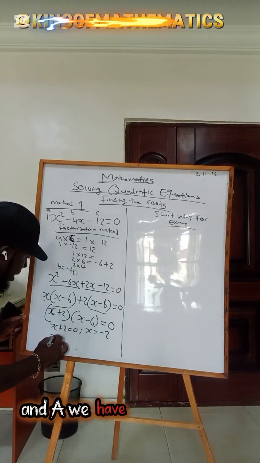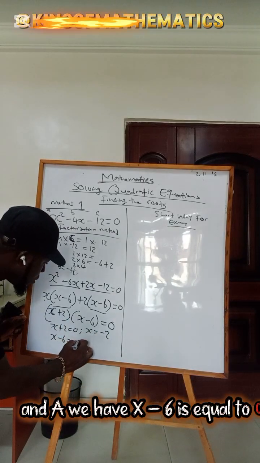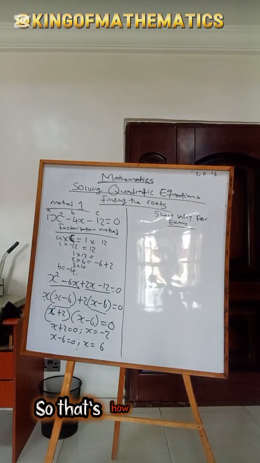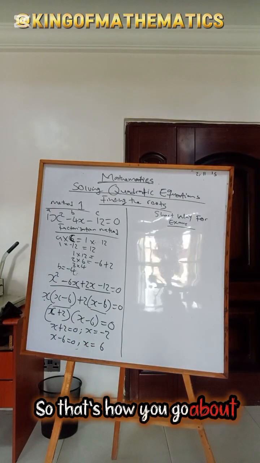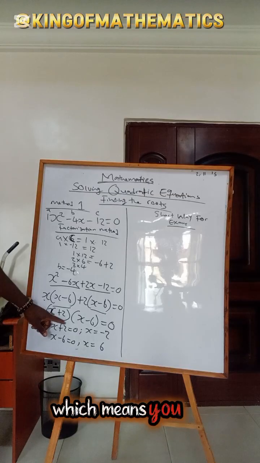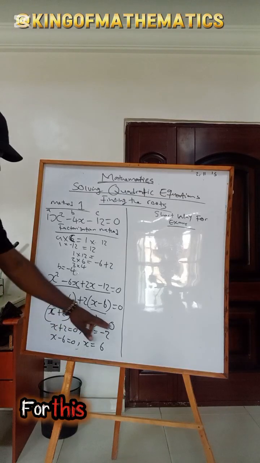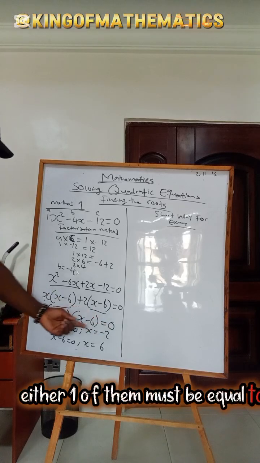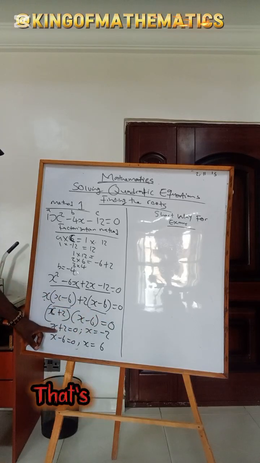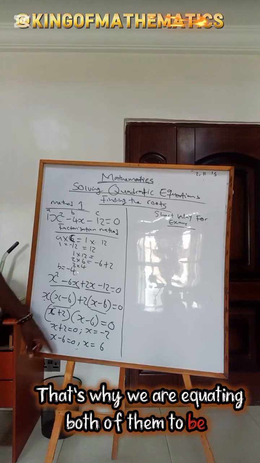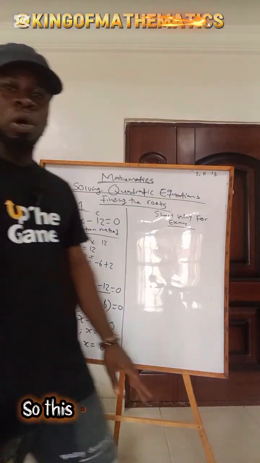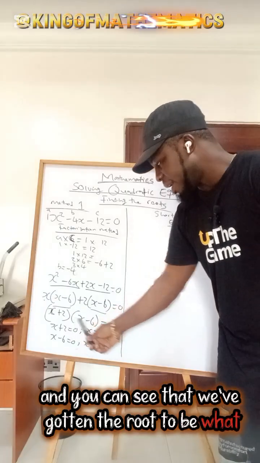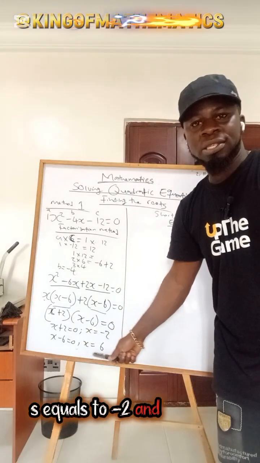And here we have x minus 6 is equal to 0, which means x is equal to 6. So that's how you go about it, which means you equate. For this equation to be equal to 0, either one of them must be equal to 0 or both of them will be equal to 0. That's why we are equating both of them to 0 so that we get the root. So this is what they call the root, and you can see that we've gotten the roots to be x equals minus 2 and x equals 6.